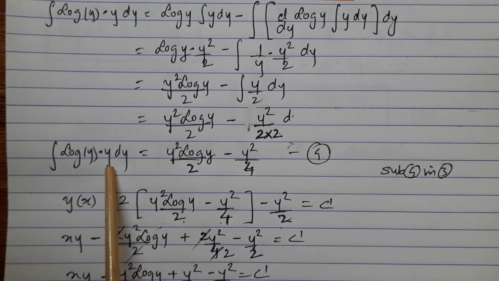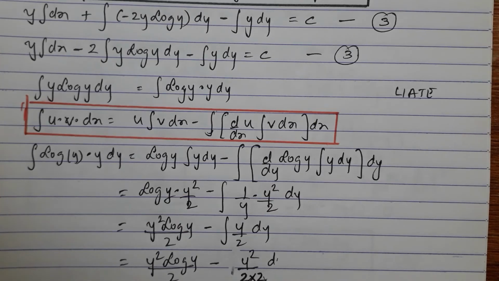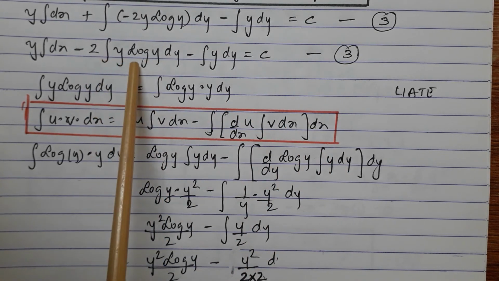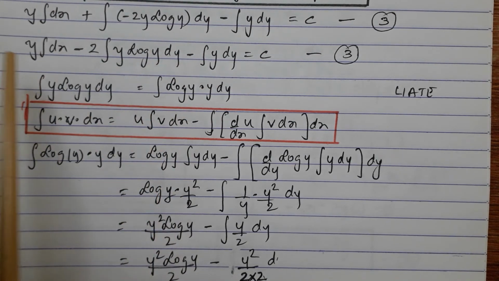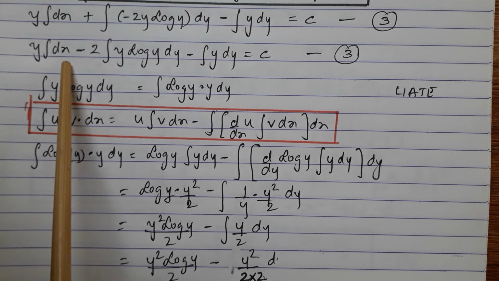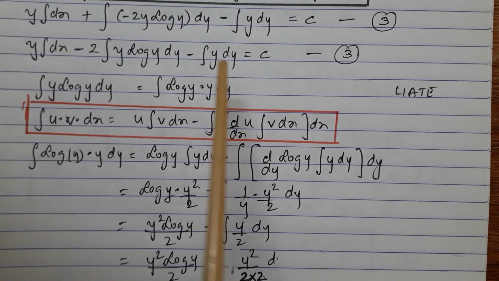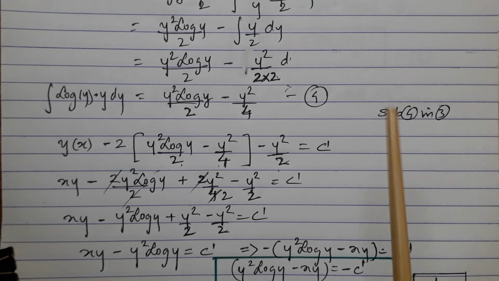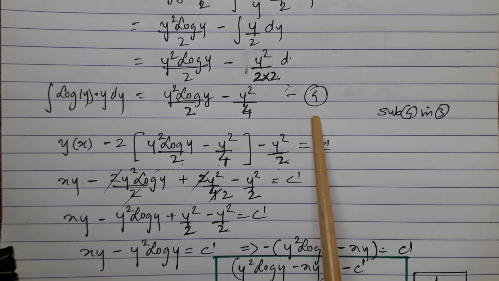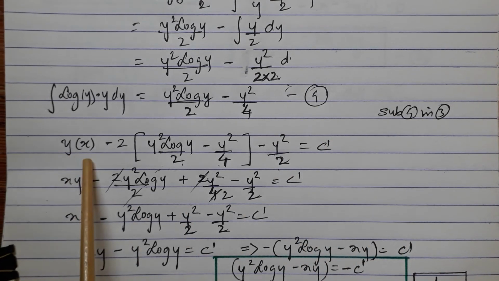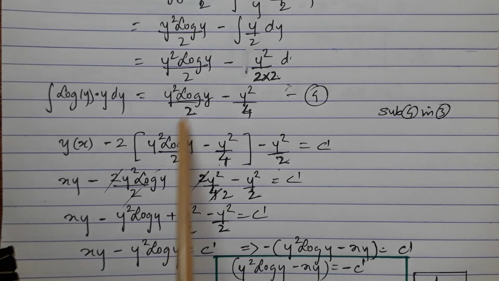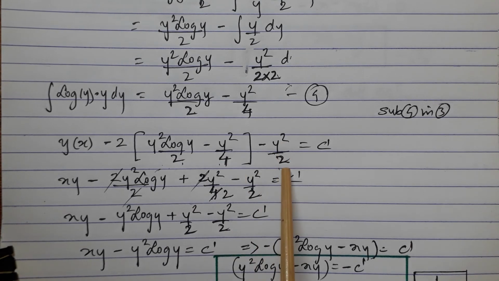So we can now substitute this 4 in equation 3. So now we have calculated this particular integral, y log y dy. So y integral dx, integral of dx is x and integral of y dy is y square upon 2. So substituting equation 4 in equation 3, we get y into x minus 2 into y square log y by 2 minus y square by 4, minus y square by 2, that is equal to c dash.